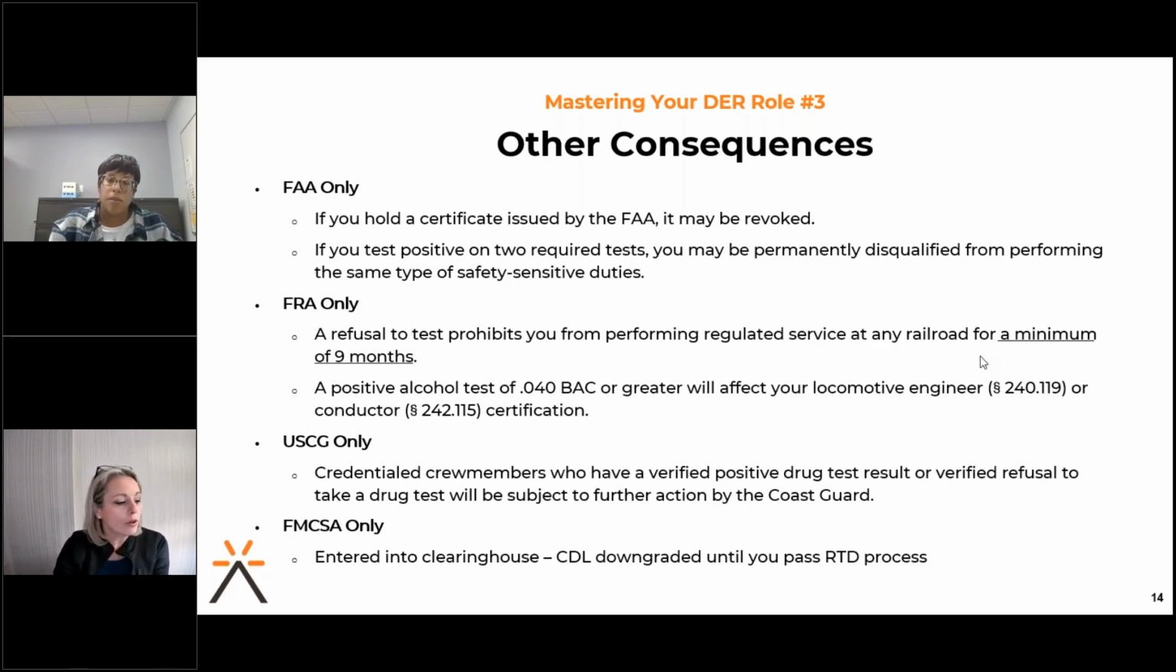Coast Guard has a carve out. Only credentialed crew members who have a verified positive drug test or verified refusal will be subject to further action by the Coast Guard. And the clearinghouse. This is something here on November 18th. Remember what's going on? If someone's in the clearinghouse with a violation, their CDL will be downgraded if they have not passed those return to duty requirements.